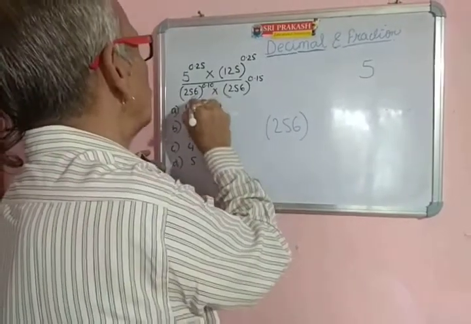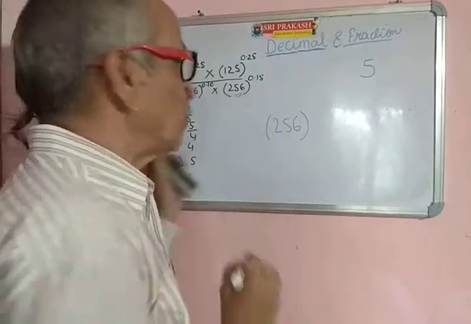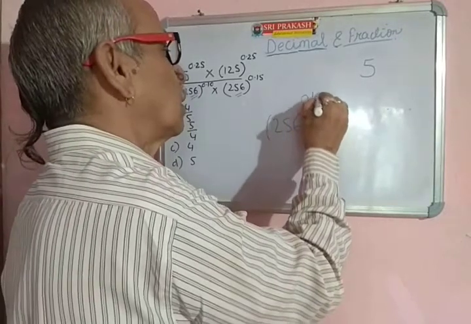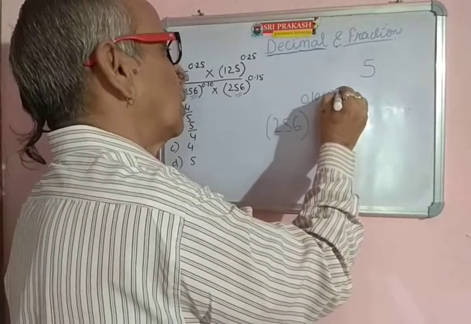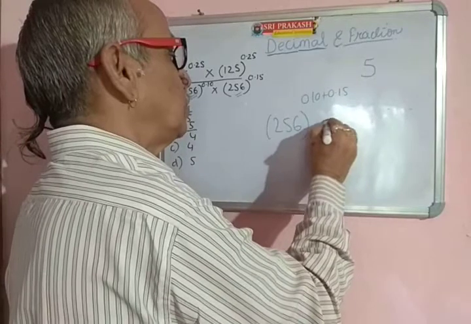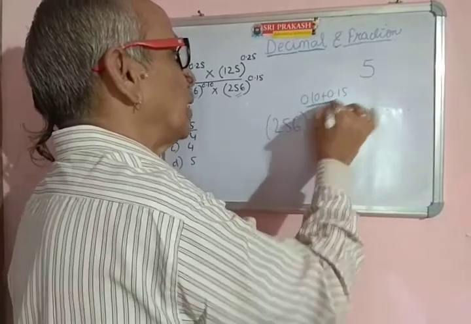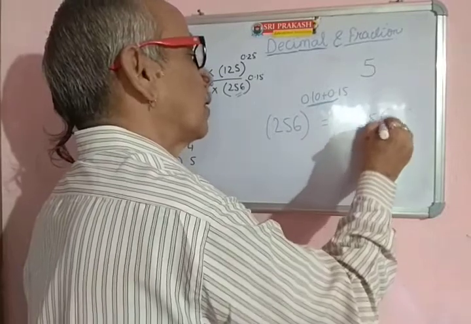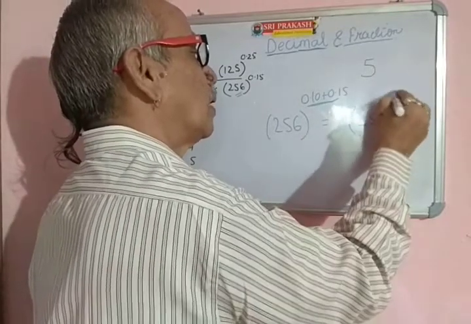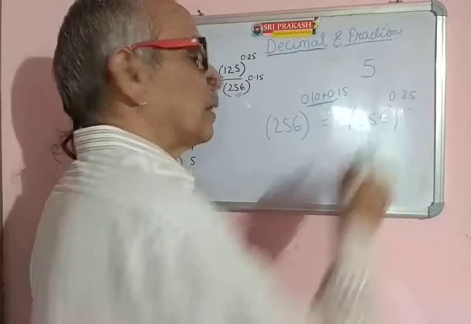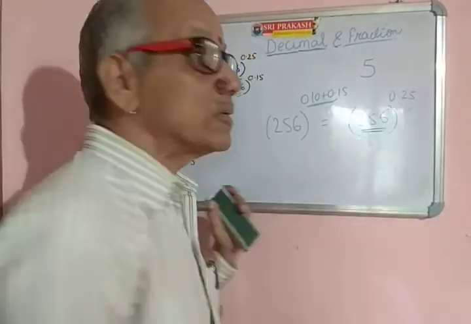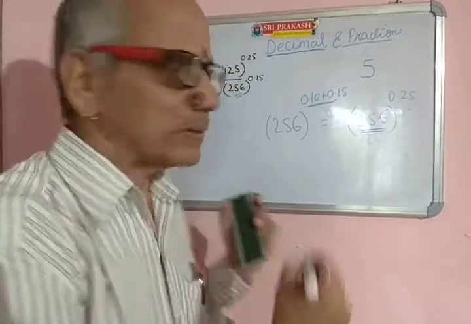Here the base is 256, 256, same. So you have to add the powers. If you add these two, then what do you get? You get 0.25. Clear? Now let us write this 256 into factors.